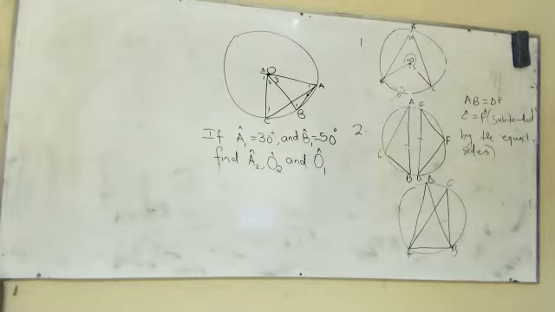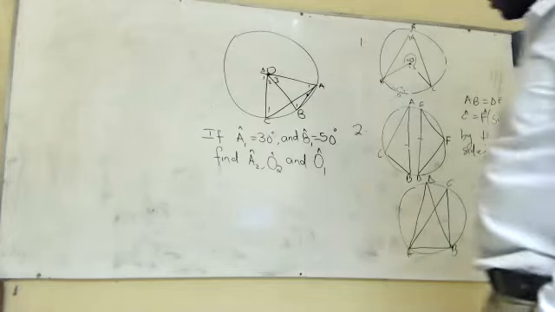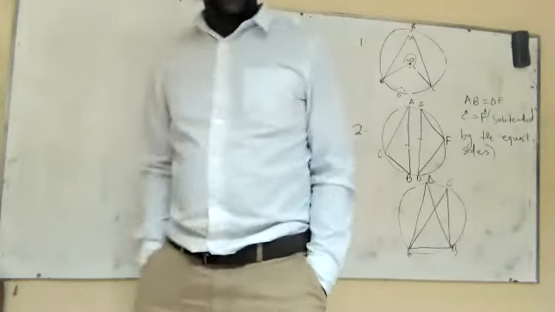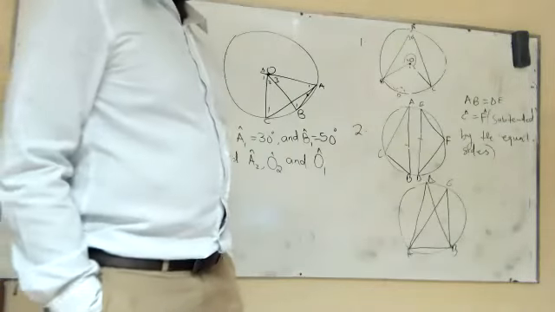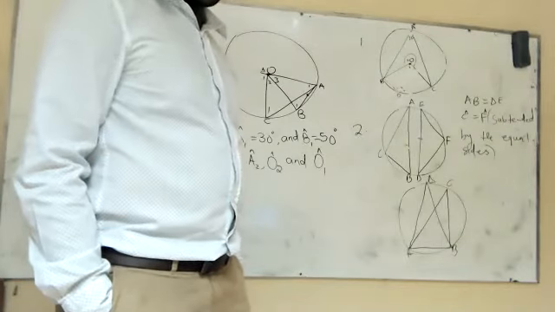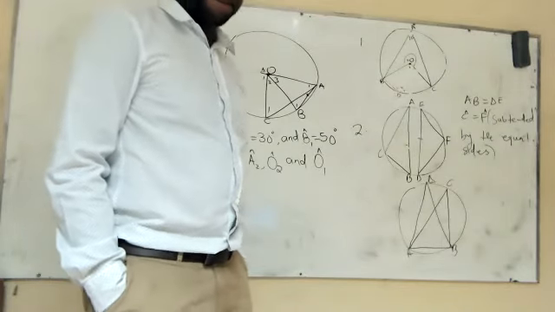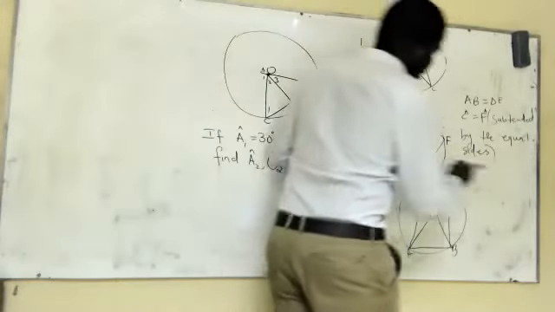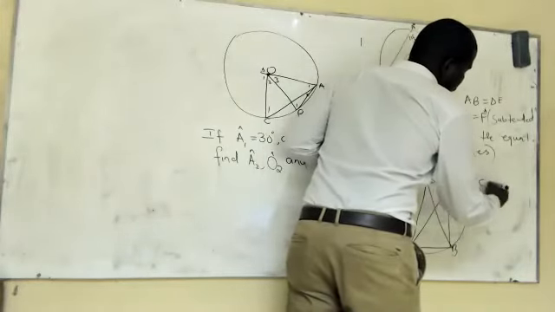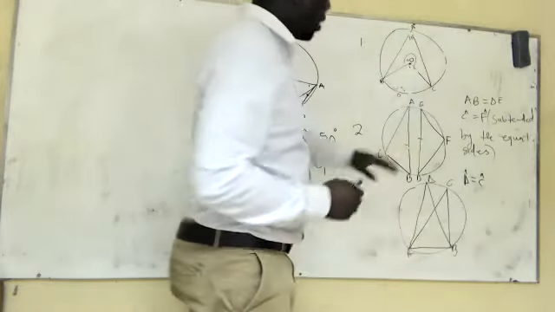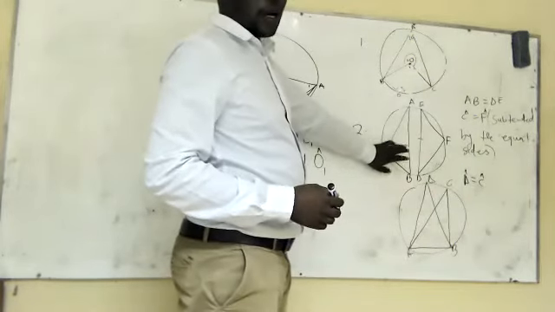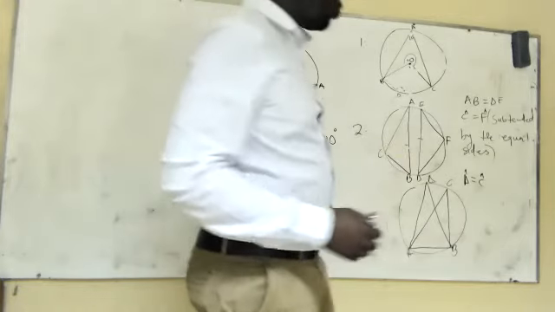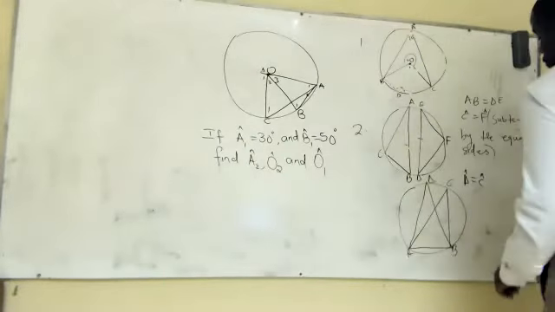What can we say about angle D and angle C? Any idea? What can we say about angle D and angle C? Opposite equal sides, but I'm not sure. They are equal. These two angles are equal. Why are we saying they are equal? We're using still the same theorem up here. Let me explain to you how we arrived at this conclusion.